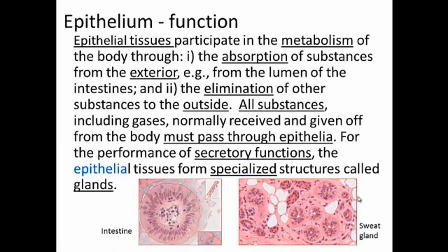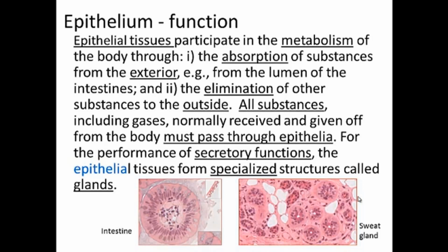Epithelial tissue participates in metabolism throughout the body. Absorption of things from the exterior, foodstuffs, water, comes through epithelium. Elimination of things to the outside goes through epithelium. In our GI tract, in our urinary tract, things have to go through. In fact, all substances, including gases that are normally received or given off by the body, must pass through epithelium. Epithelia being plural, epithelium being singular.